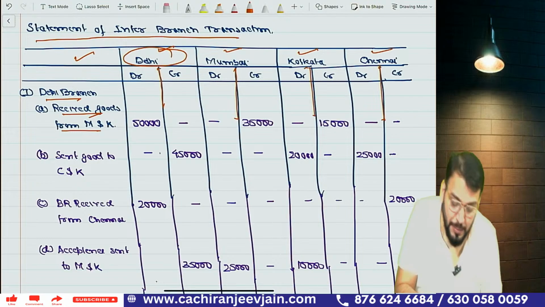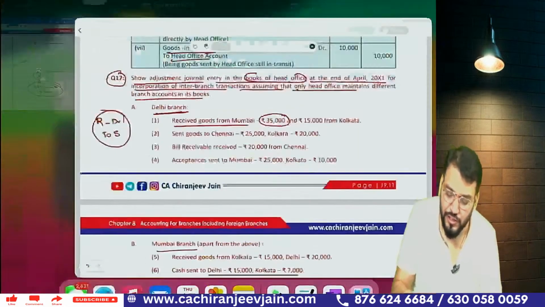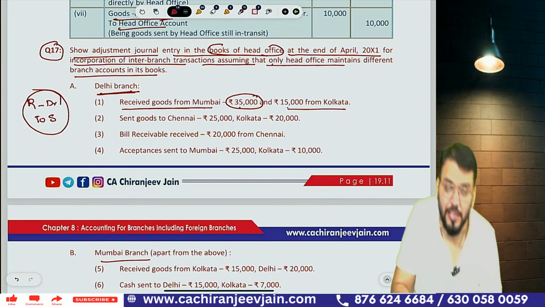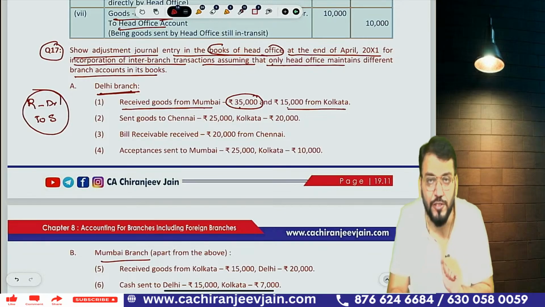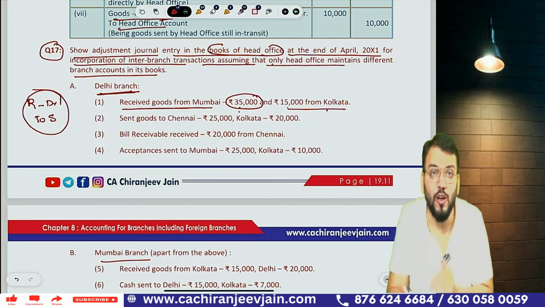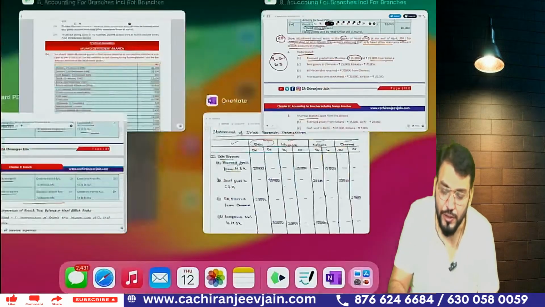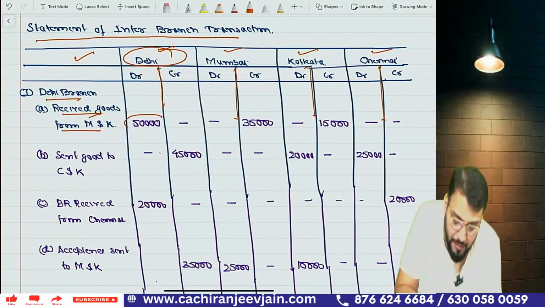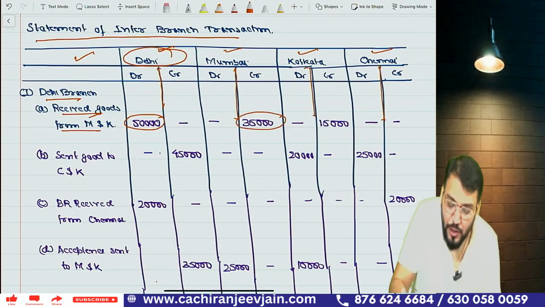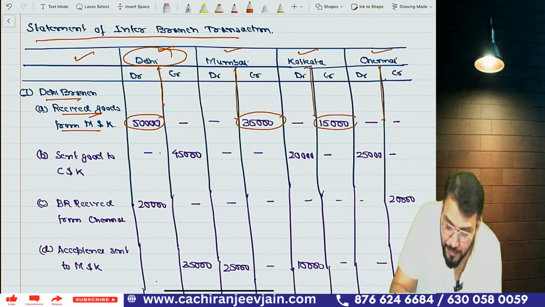Understood? So, Delhi will be debited. I have actually done 2 transactions together. There are 2 transactions now, and from Kolkata, the total amount is 35 plus 15. So Delhi will be debited by 50,000 and Mumbai and Kolkata will be credited by 35,000 and 15,000 respectively. Got this point? You can see Delhi has been debited by 50,000, Mumbai has been credited by 35,000 and Kolkata has been credited by 15,000.